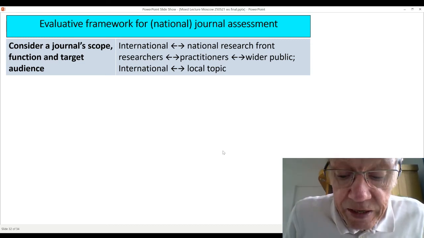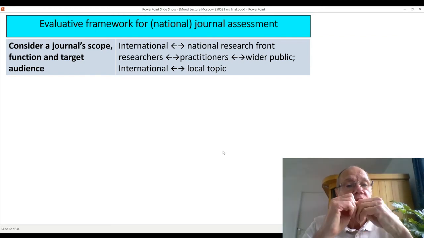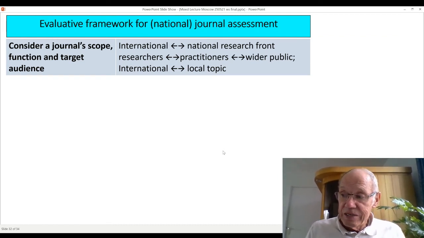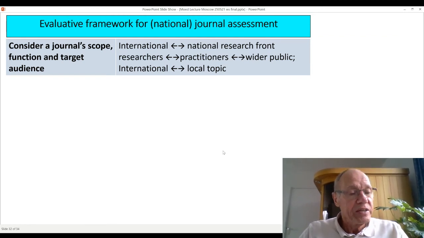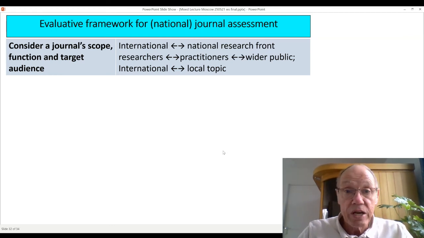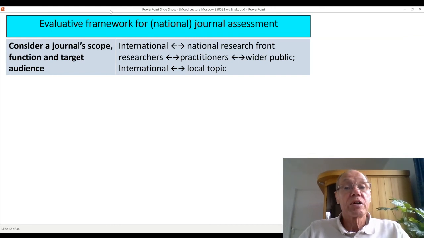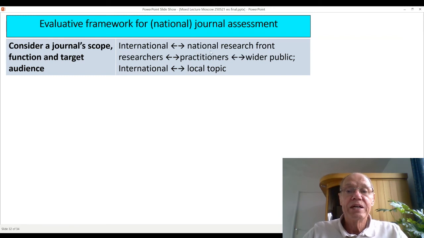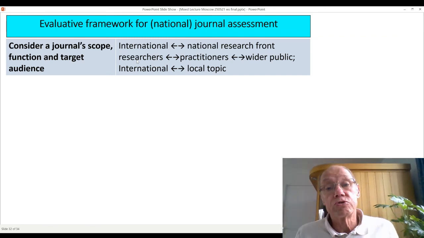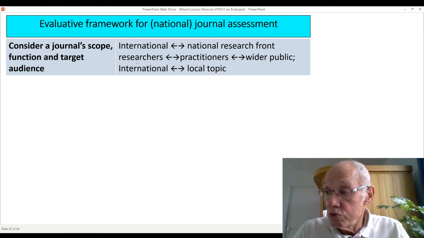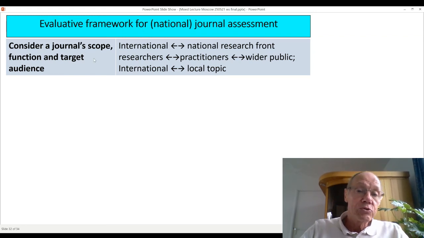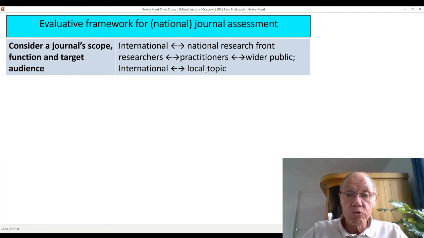Now, talking about assessing journals, I think it's essential that we realize that you should consider a journal's scope, function, and target audience, and you have to take that into account. And from these assumptions or these starting points, you can derive which indicators should be used and which indicators cannot be used. For instance, you have journals that are focused on the international research front, but also journals that are more nationally oriented. You have journals that are really focusing on the research front, but also journals that focus on practitioners, those who use results from that front, and even journals that are directed towards the wider public. And you have journals that publish on international topics, but you also have journals that publish on local topics.